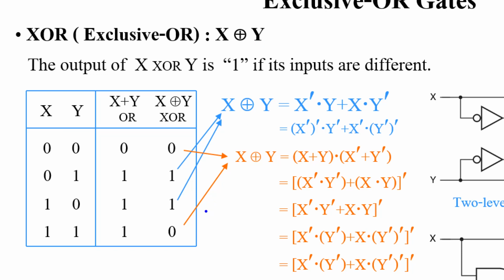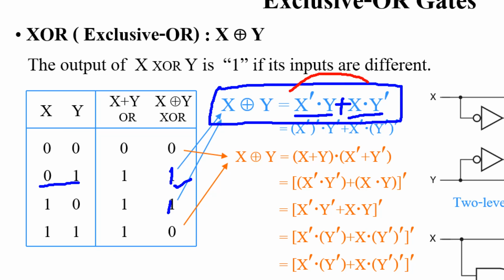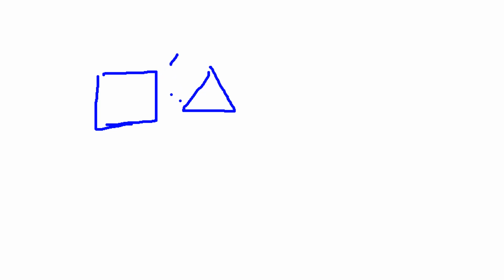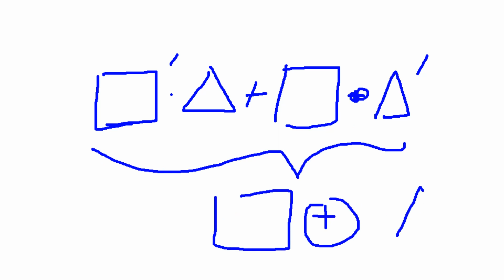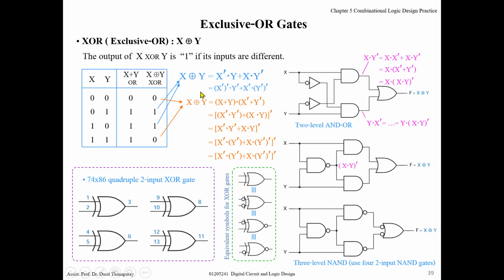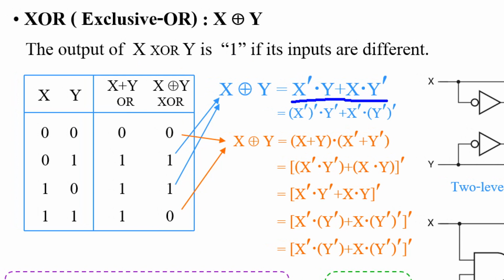Now, if you want to write the expression, considering logic 1 output, it will be 1 when x, y is 0, 1, so you can write x prime y, and for 1, 0, x y prime, and you sum these two terms. So you can get a formula to convert sum of products to the XOR function. Namely, if you have the pattern of square prime triangle plus square triangle prime, you can conclude that it is square XOR triangle.